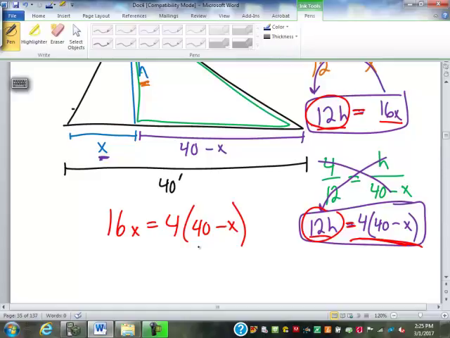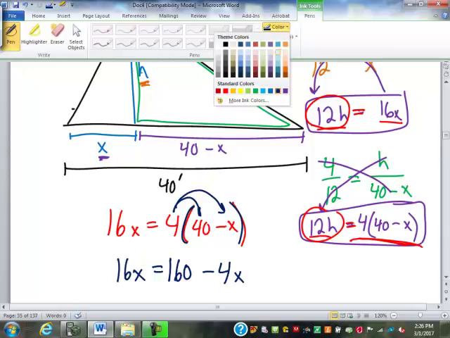What would I have to do first in solving this equation? Perfect. I have the parentheses here, so I've got to focus there first. There's nothing to do inside them, so I'm going to multiply by the 4. So 4 times 40 is 160. 4 times negative x? Negative 4x. Good. So now we've got 16x on this side.